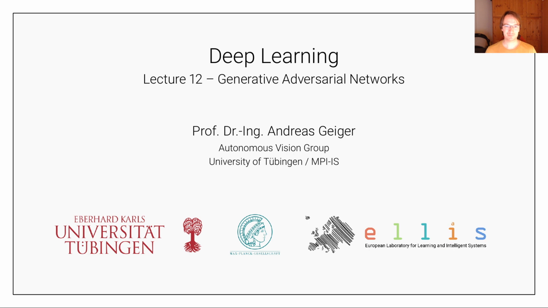Welcome to the 12th and last lecture of this deep learning course. Last time we introduced variational autoencoders, a very popular generative model that uses deep learning. Today we're going to discuss generative adversarial networks, which is also a generative model and maybe one of the most popular generative models in deep learning today.